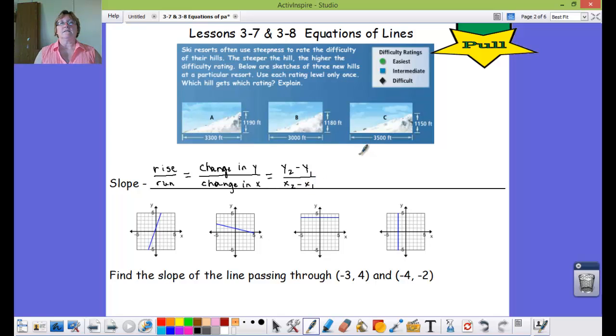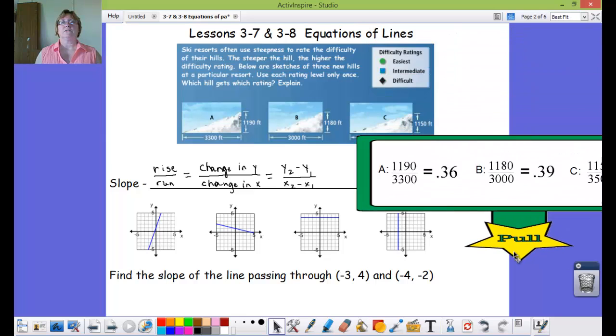I'd like to have you take a second right now and look at this little example from your book. These are pictures of ski slopes. We have some dimensions for them, and we are supposed to decide which is the most difficult, which is the intermediate range, and which is the easiest slope to ski down. Will you stop your video right now and find that out for me, please?